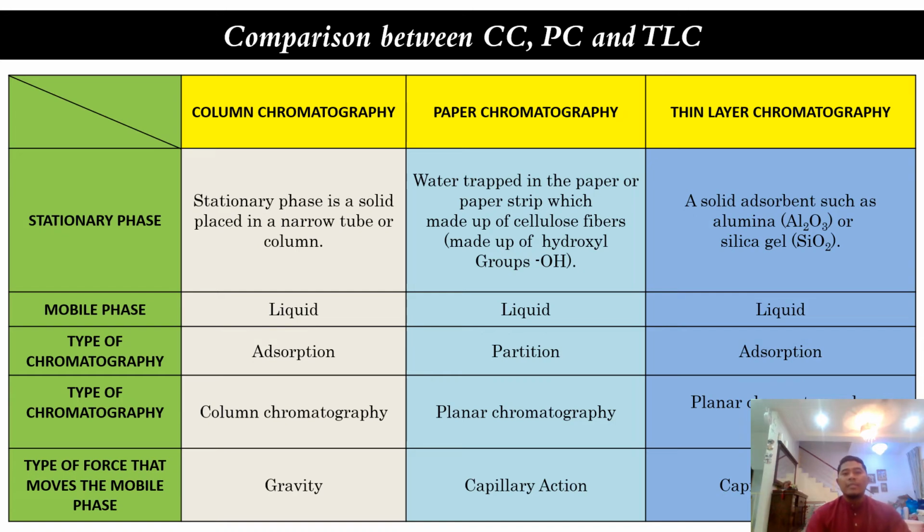Okay, so this table shows the comparison between column chromatography, paper chromatography, and TLC. I already summarized all the important things that you require for this chapter in this table only. You can see that I already separated and compared the stationary phase, mobile phase, type of chromatography, and then the type of force that moves the mobile phase. Very easy to understand, so you can read this.